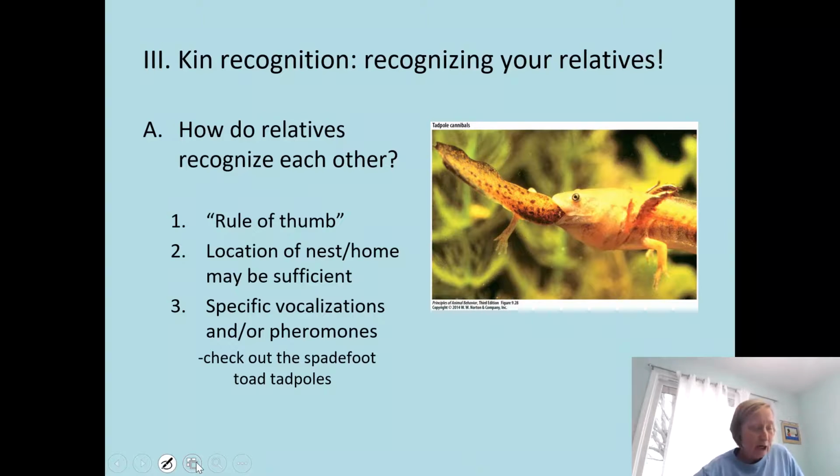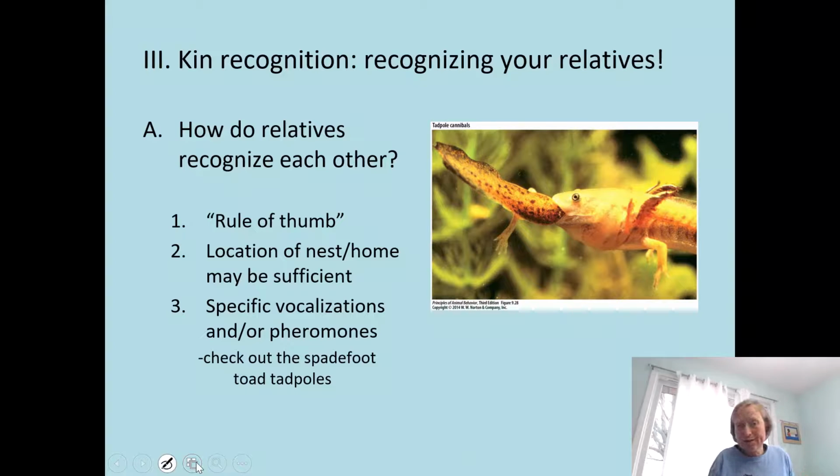So if it's in your care or your nest, it's yours. This must be my offspring because it's in my nest. Okay, it's a rule of thumb. It's good for species that don't nest in humongous colonies, so they can find their nest. It's super easy to find. They know that if it's in their nest, they should care for it because it's theirs.